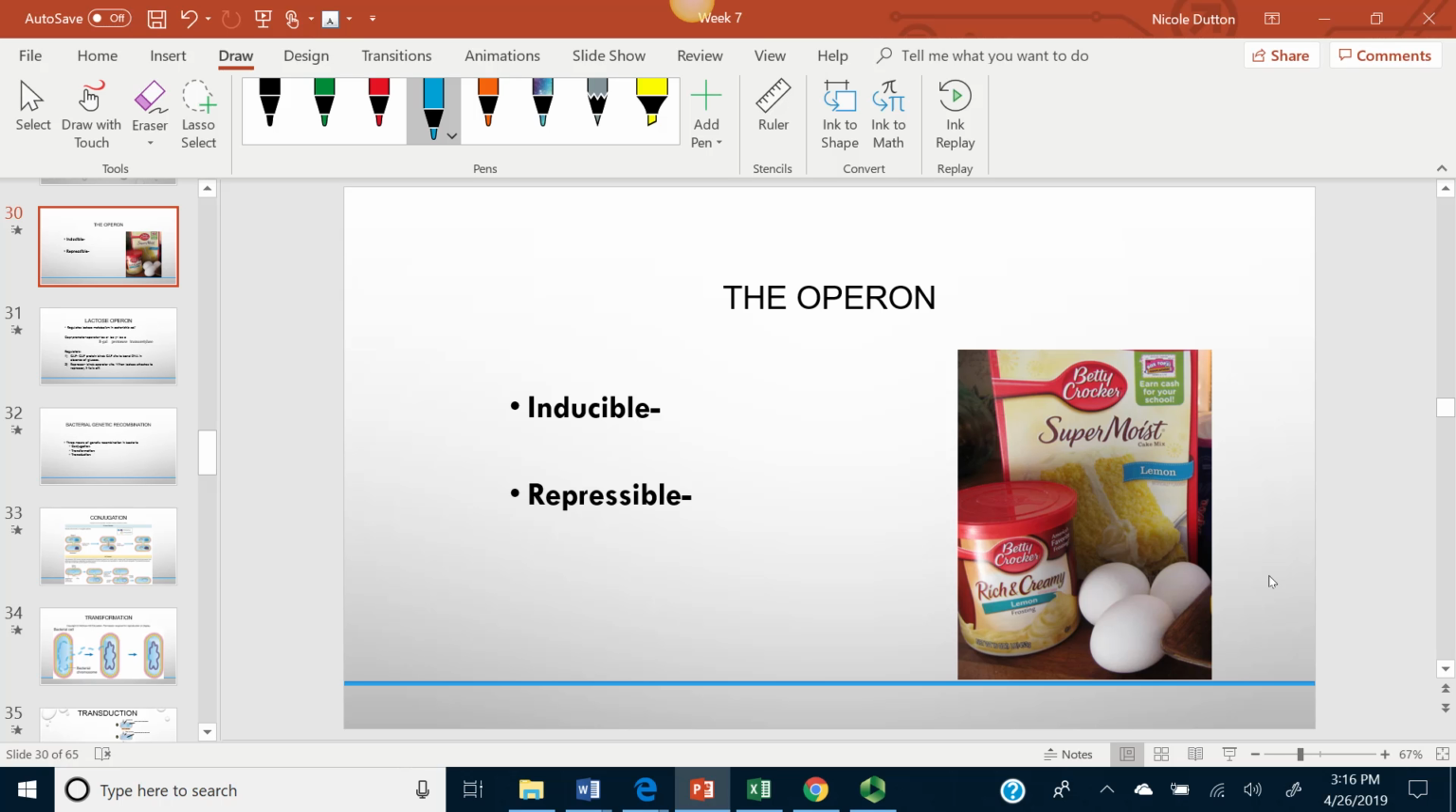Operons can either be inducible or repressible. Inducible means that they're usually turned off, but you can turn them on if necessary.